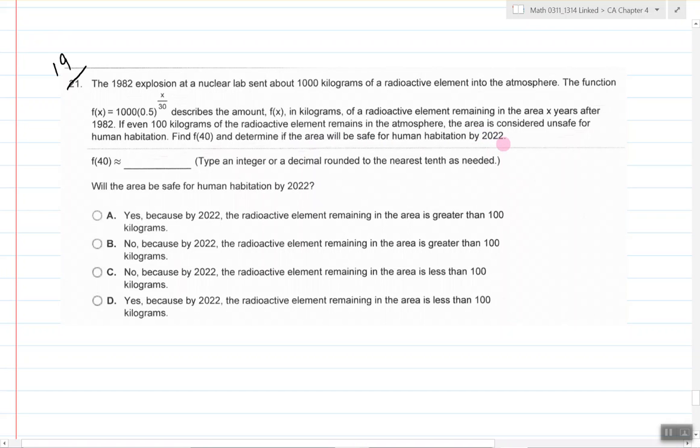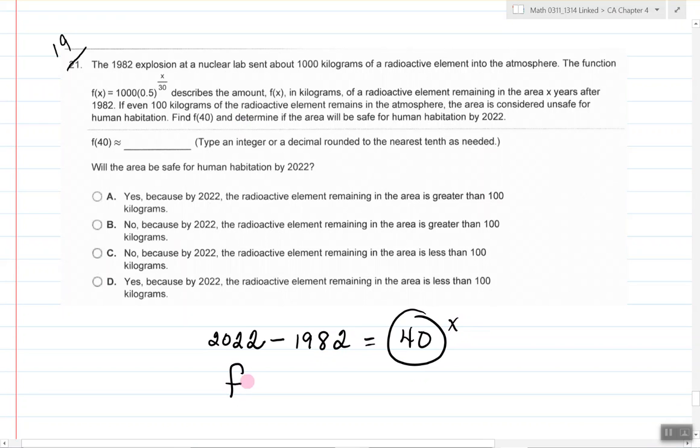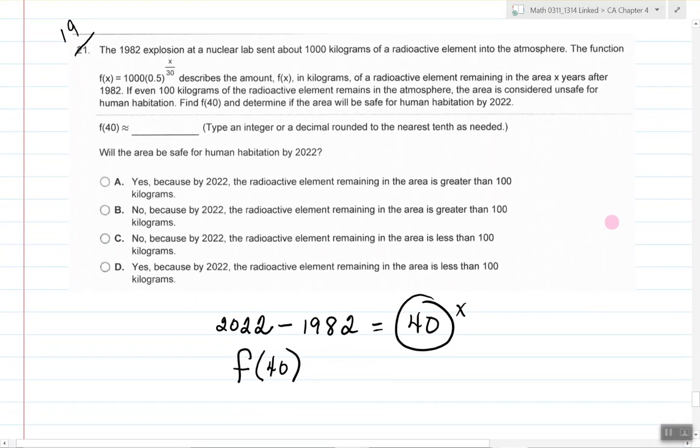Okay, couple of things. In the year 2022, if I subtract 1982, I get 40, and that is my value for x. But they told me that. They want me to find f of 40. Since I just have one problem to do, not multiple problems, I can do it on the home screen pretty easily. I could, if I wanted to, use table.